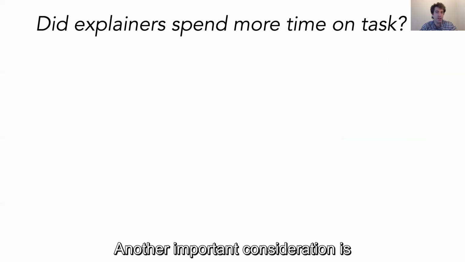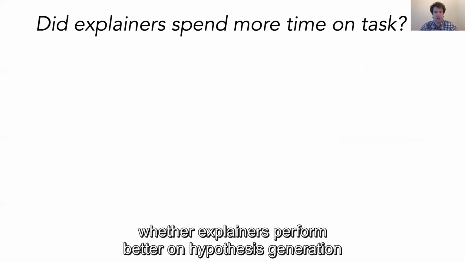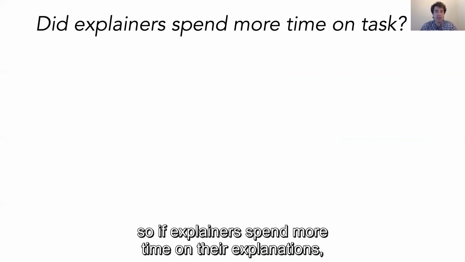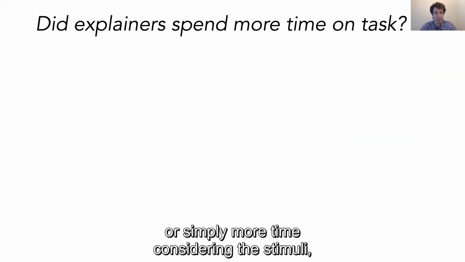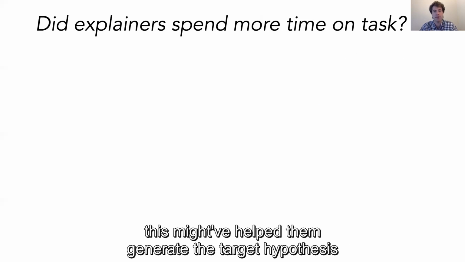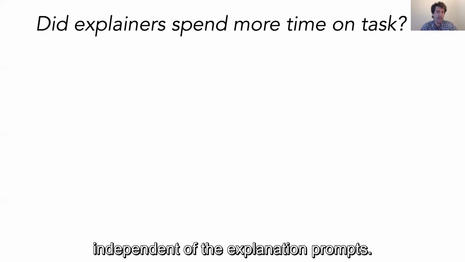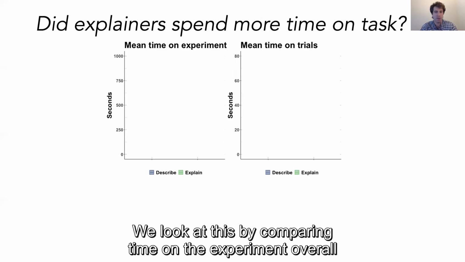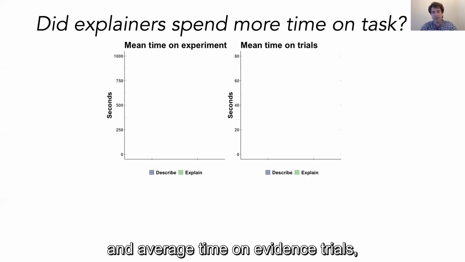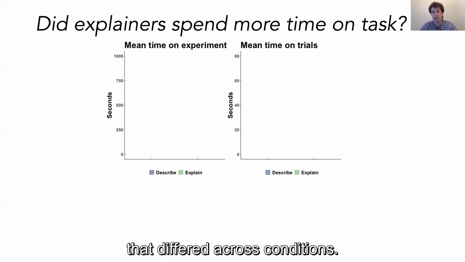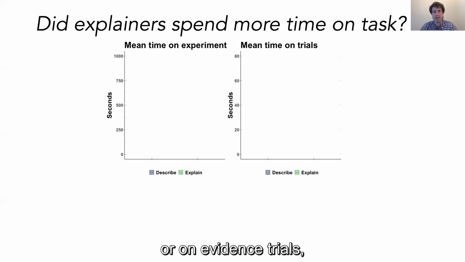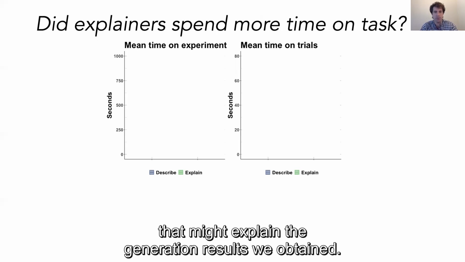Another important consideration is whether explainers perform better on hypothesis generation as a result of longer task engagement. So if explainers spend more time on their explanations or simply more time considering the stimuli, this might have helped them generate the target hypothesis independent of the explanation prompts. We look at this by comparing time on the experiment overall and average time on evidence trials, which was the only component that differed across conditions. If explainers spent longer on the experiment or on evidence trials, that might explain the generation results we obtained.